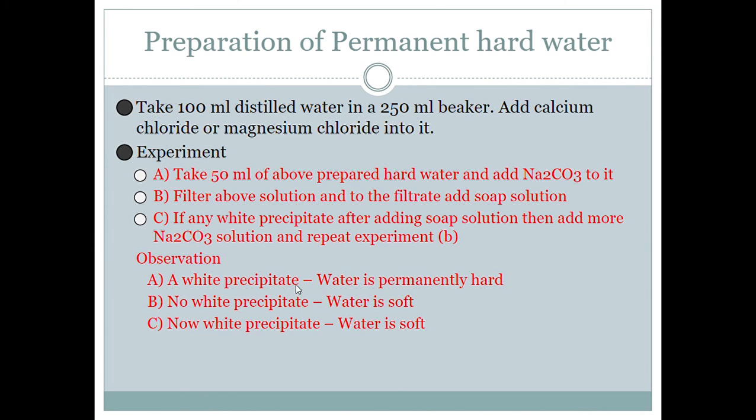Observation. In the first case, if a white precipitate is formed, then the water is permanently hard. If there is no white precipitate, the water is soft. And after adding more Na2CO3 to the solution, if there is no white precipitate, then the water is soft.